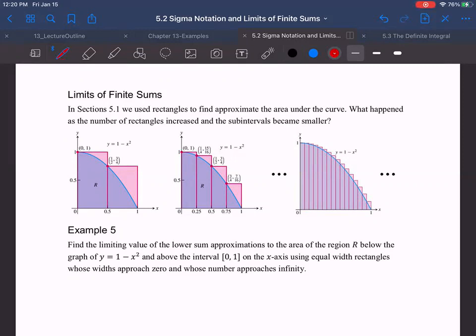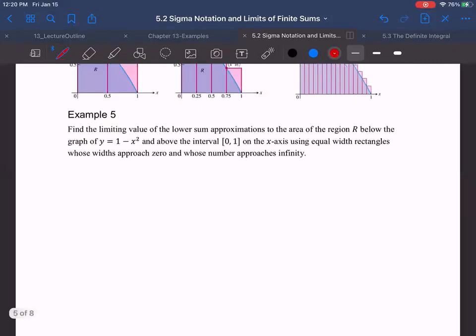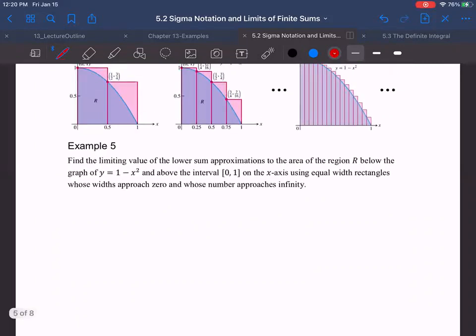Okay, so example 5. Find the limiting value of the lower sum approximation to the area of the region R below the graph of y equals 1 minus x squared, and above the interval 0 to 1 on the x-axis, using equal width rectangles whose widths approach 0 and whose number approaches infinity.